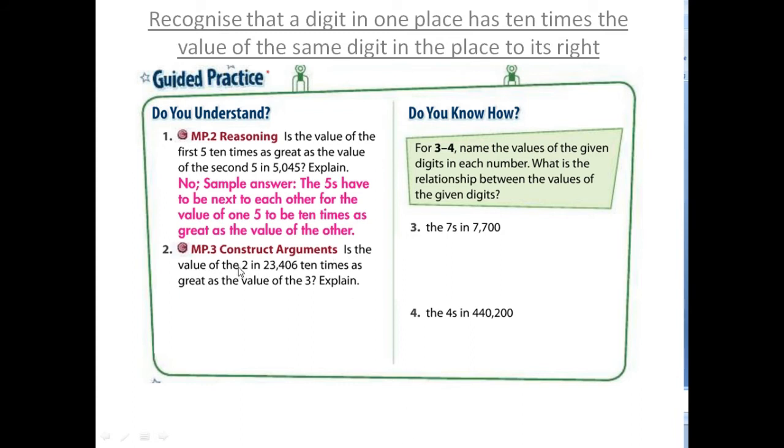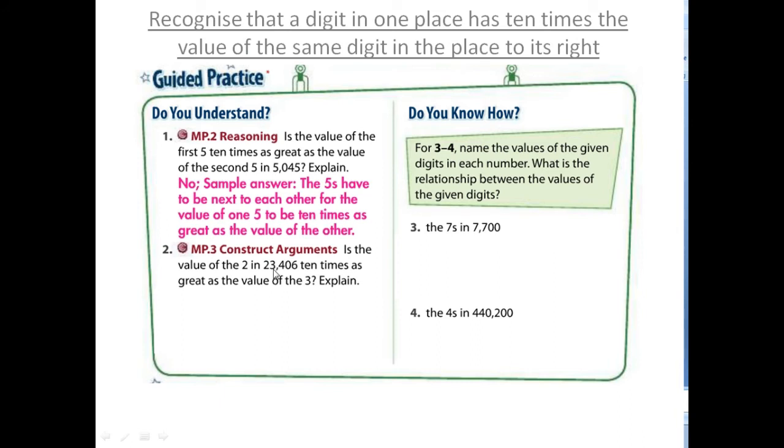The second question, is the value of the 2 in 23,406 10 times as great as the value of 3? In this example, he is asking about the two digits 2 and 3. Someone will say, teacher, the two digits are beside each other. 2 is beside 3, of course. So can we say that the first digit here, which is 2, is 10 times 3? Of course not. Why?